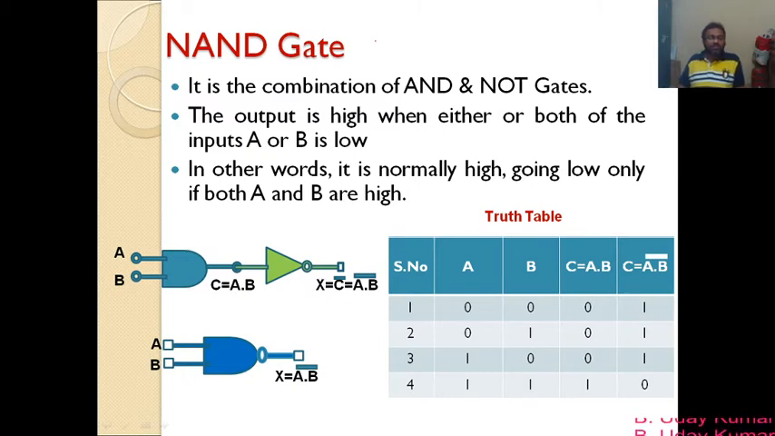Remember, once again I just revise it quickly. The NAND gate is the combination of the AND gate and the NOT gate, and in simplified form, by combining them I can draw the NAND gate by this one.